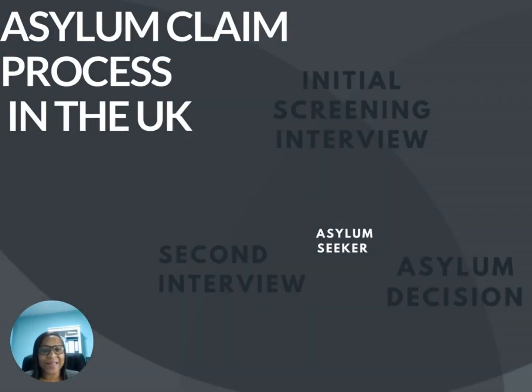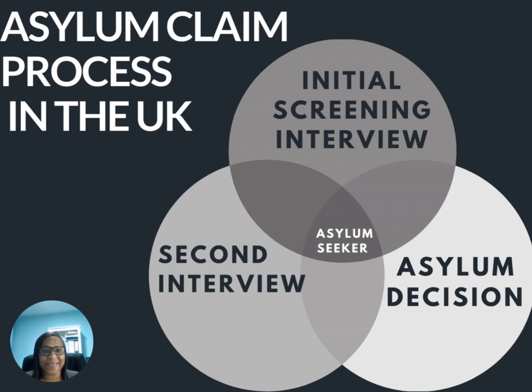Let us now look at the asylum process in the United Kingdom. There are three main processes involved. First, the initial screening interview. Then you have a second interview, also known as the substantive interview. And the final stage is an asylum decision.